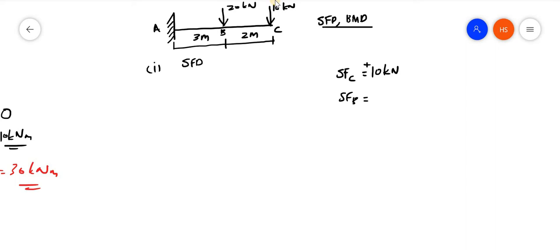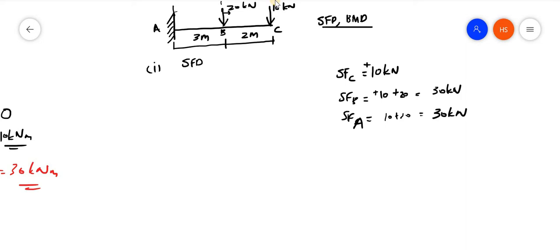Then shear force at B. What is the shear force at B? I will be considering a section to the right only. So what will be the answer? Plus 10 plus 20, that is equal to 30 kilonewton. Then the shear force at A. A will be at this point. It will be again 10 plus 20, that is again 30 kilonewton.